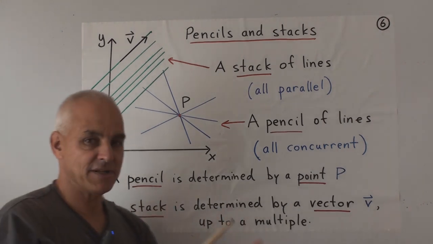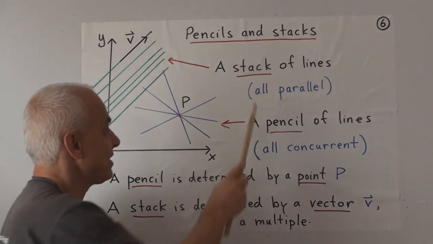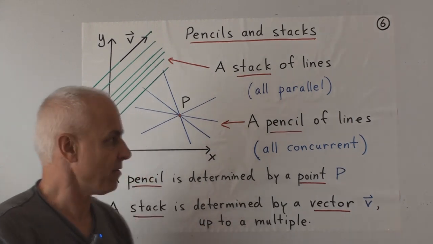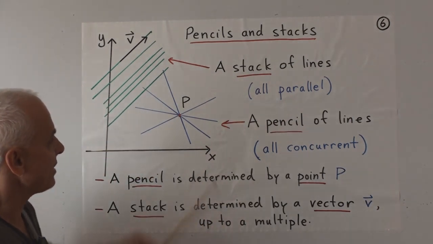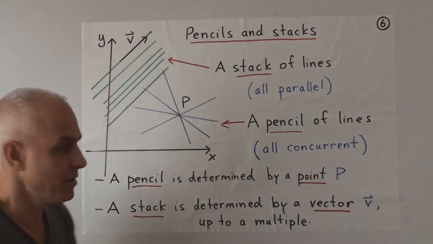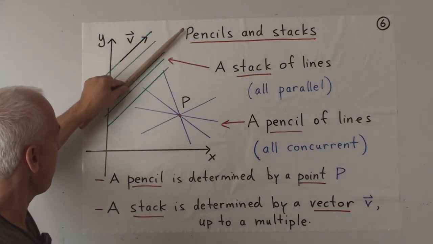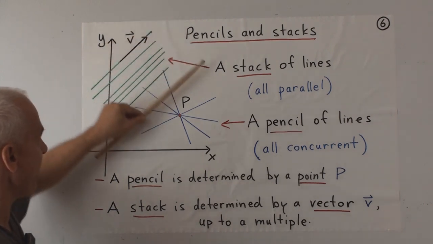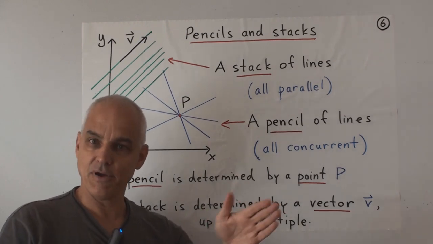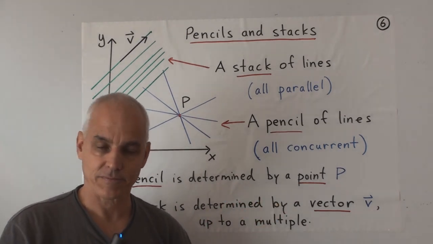Now, sort of opposite to that is what I call a stack of lines. Well, this is perhaps my own notation, but I think it's quite good terminology. A stack of lines refers to a bunch of lines which are all parallel. So all these green lines here, they're all parallel, and that whole family of parallel lines we could call a stack of lines, because they're all stacked up one beside the other.